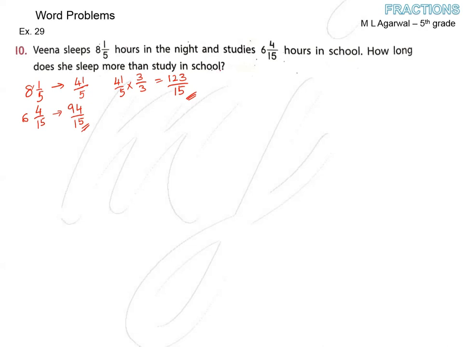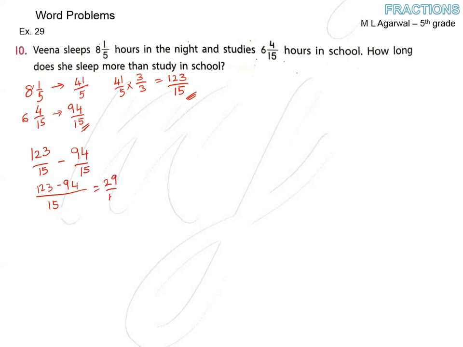So this we already know is a bigger fraction. So we will say 123 upon 15 minus 94 upon 15. Base is same. So I can write this as 15. 123 minus 94. Okay, so 94 and 6 is 100. So 23 plus 6 is 29. So this is 29 upon 15.